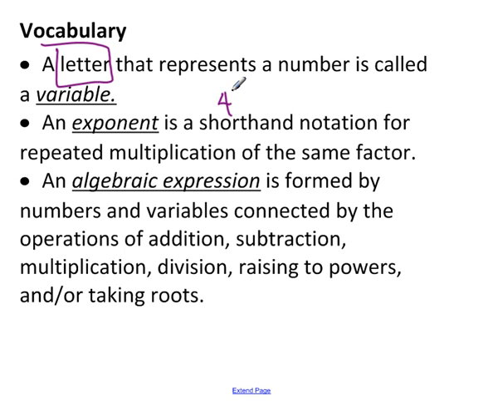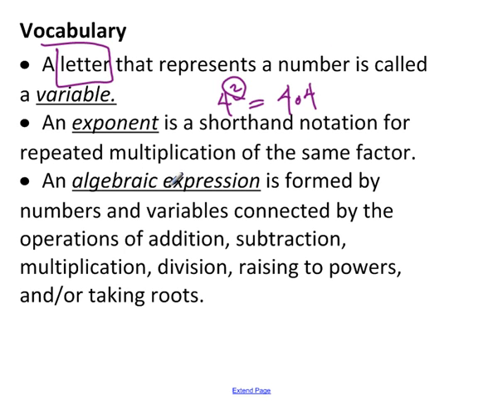Exponents, those are things like 4 squared, the little 2 there, that is your exponent. It's a shorthand notation for repeatedly multiplying something. 4 squared, we should remember, is 4 times 4. And what that exponent does, it just counts up how many times you're multiplying it.